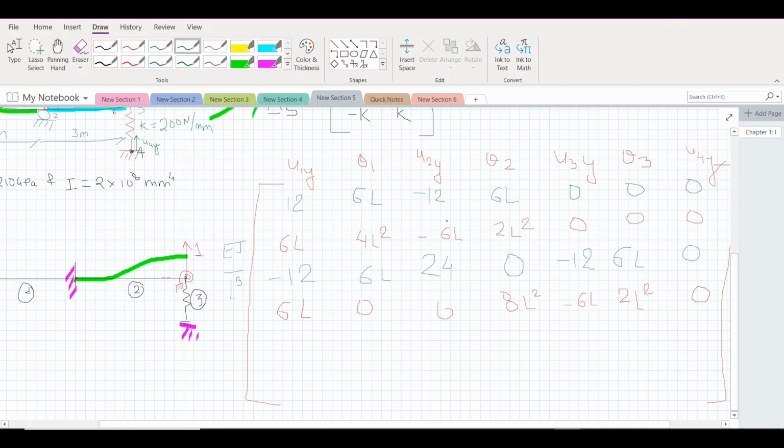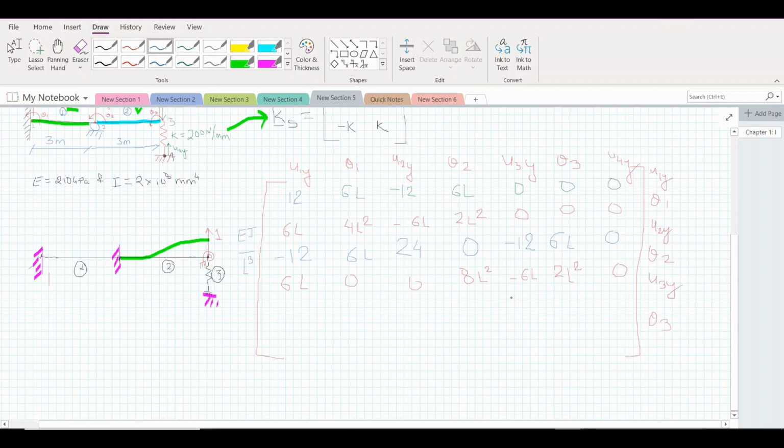So for our U3y, it will be 12 plus k. Now since we have taken EI by L cube common, this will be equal to k L square by EI, because when you multiply this and this, it will cancel out these two values and we will have only k remaining. And again, it will produce a rotation moment here, a reaction, which will be equal to minus 6L.